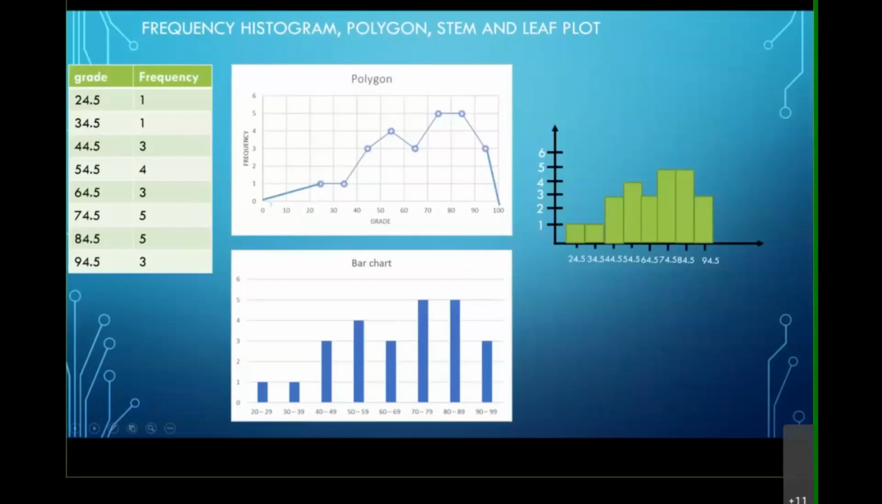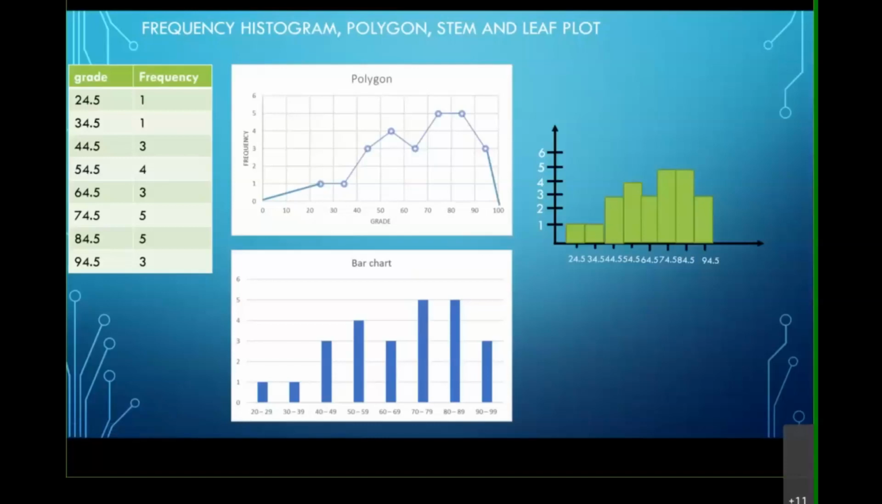It's just that for the polygon, you start from 0, you connect to the first dot, you connect to the next dot, you connect your dots from left to right, and at the last point, you just go back down to 0. Okay, so that's your polygon. In the sense, it basically tells you my first class, what is the frequency? I put a point there. My second class, what is the frequency? I put a point there, and so on and so forth. I put a point on all of them, and then I connect all of my points together.